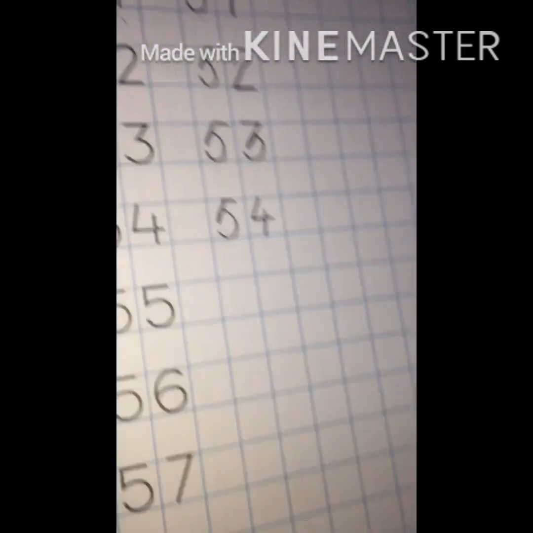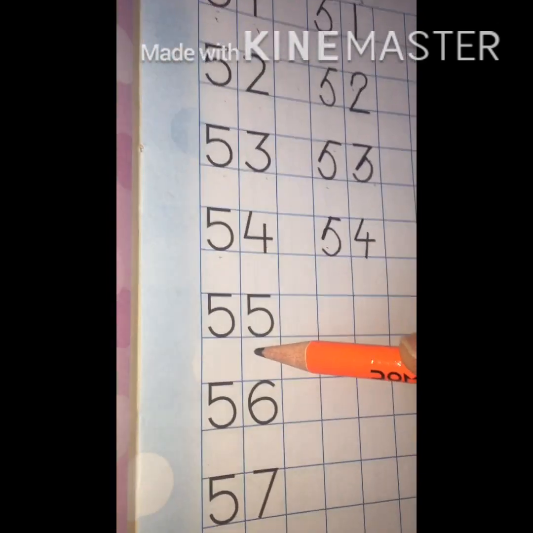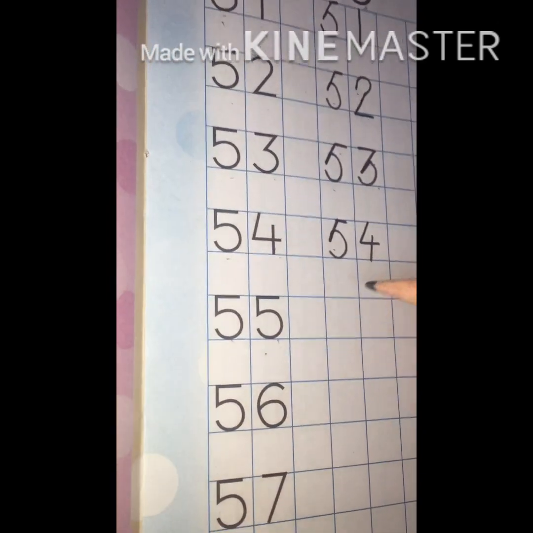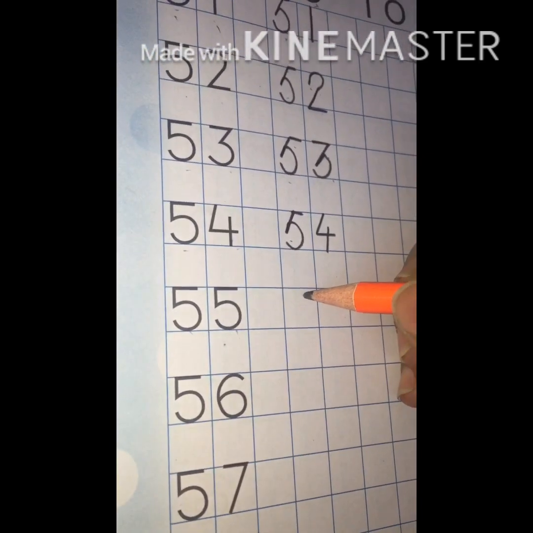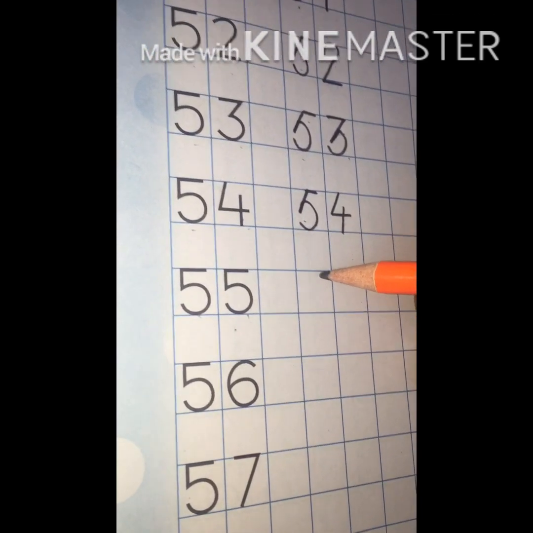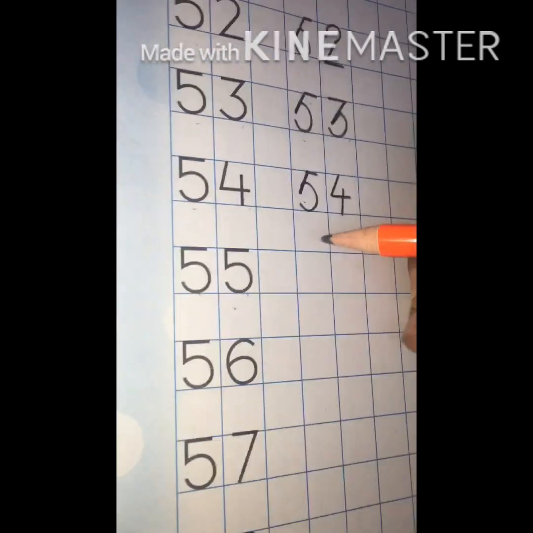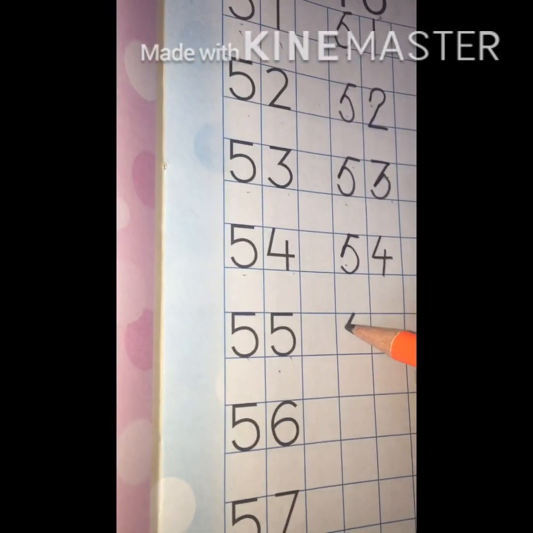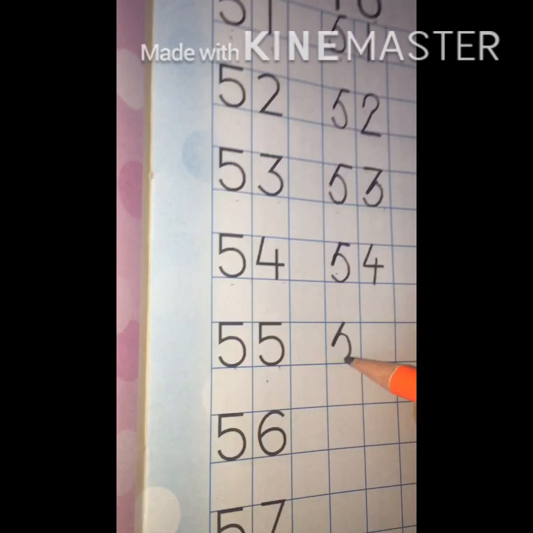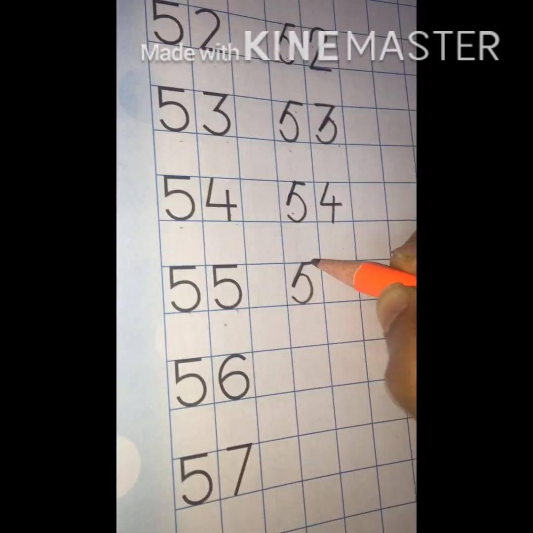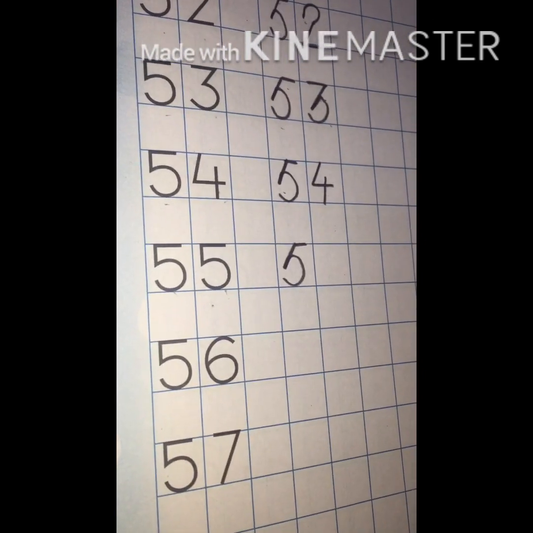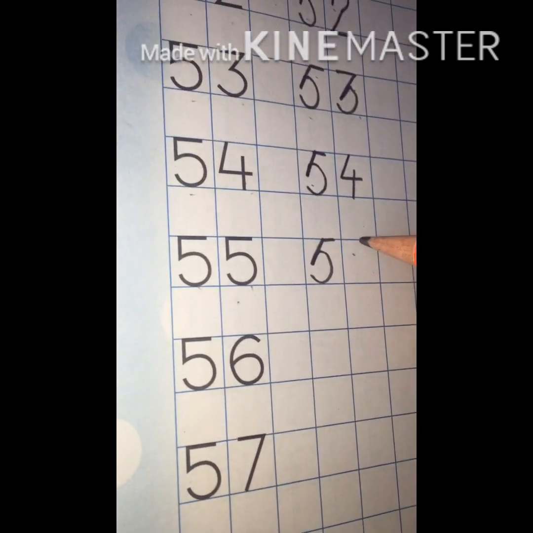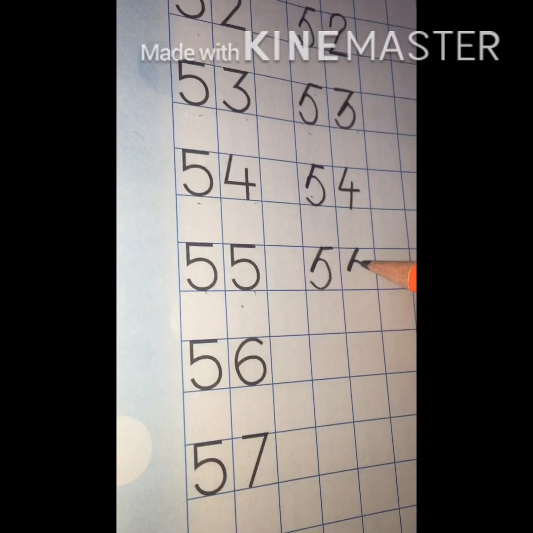Now, which number is coming after 54? After 54, 55. And when we are saying 55, which number will come first? 50. We are speaking 50 first. And 50 is related to number 5. So, 5 will come here. Like this. And at the end, we are saying 5. So, 5 will also come here at the end. Like this.